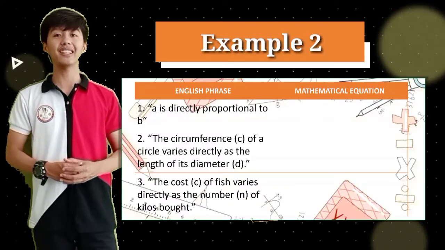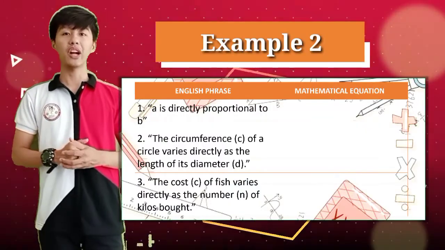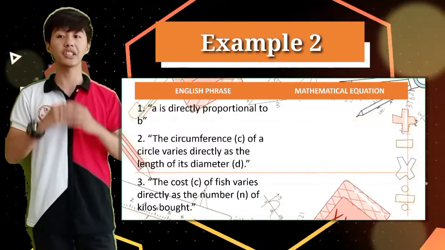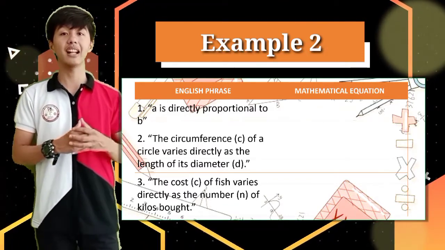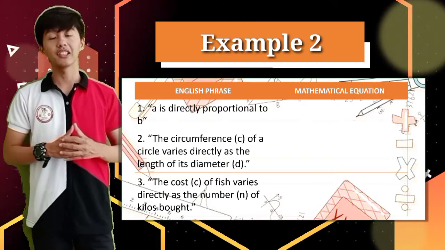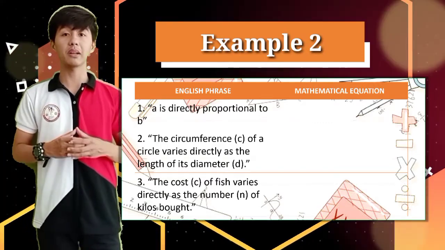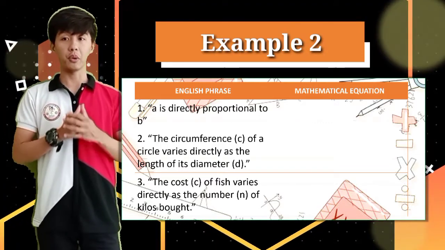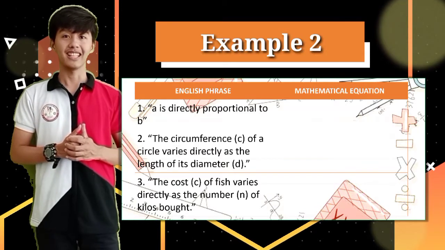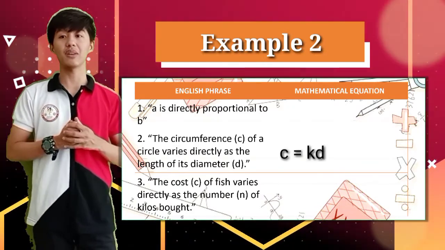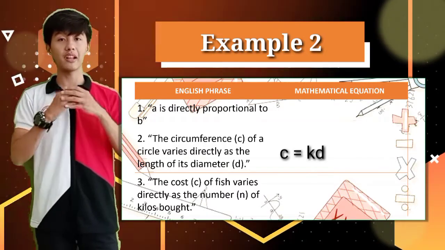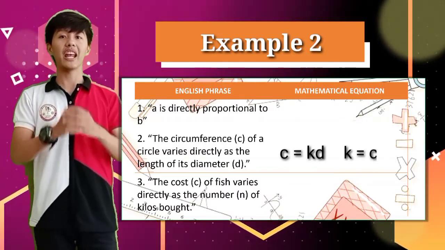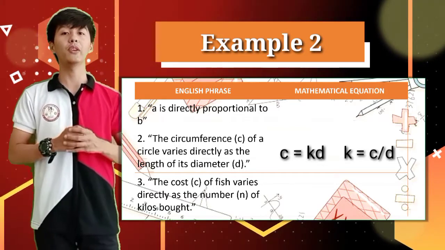Okay, so let's take item number 2. For item number 2, we have the circumference C of a circle varies directly as the length of its diameter D. So what do you think is the equivalent mathematical equation of our problem? Okay, so we have C = kD. How about the constant of variation? We have k = C/D.